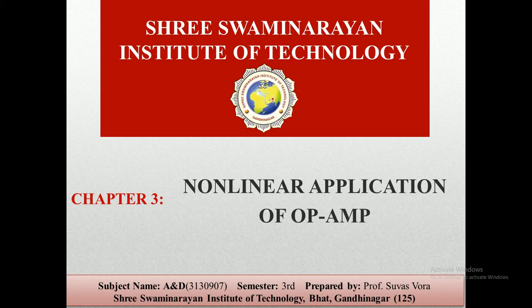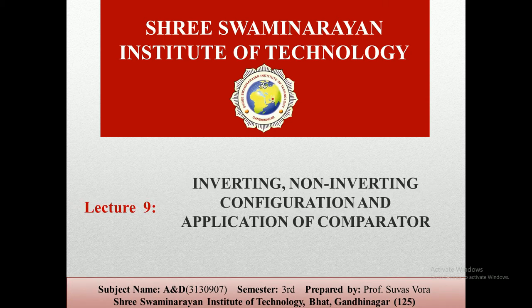So in non-linear applications of the op-amp, the feedback is provided using a non-linear element like a diode, transistor, etc. In some non-linear applications the op-amp is used in open loop mode. The various non-linear applications of the op-amp include comparators, zero crossing detectors, Schmitt trigger, precision rectifiers, and peak detectors. Today's topic is inverting and non-inverting configurations and applications of comparators.